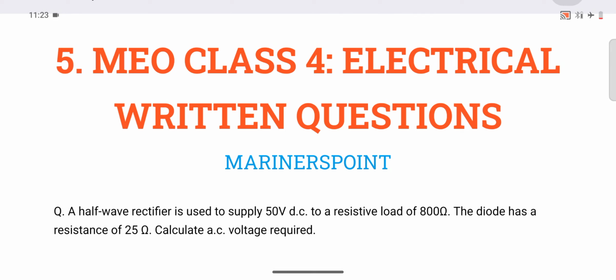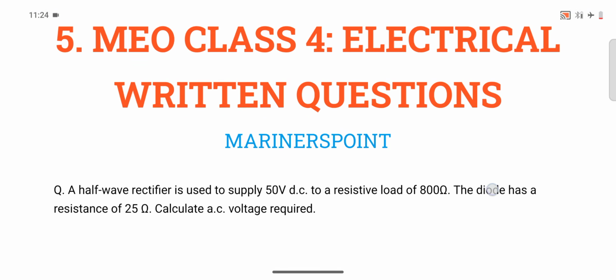Electrical question: we have a half wave rectifier which is used for supplying 50 volt DC to a resistive load of 800 ohm. The diode has a resistance of 25 ohm. We have to calculate the AC voltage required.